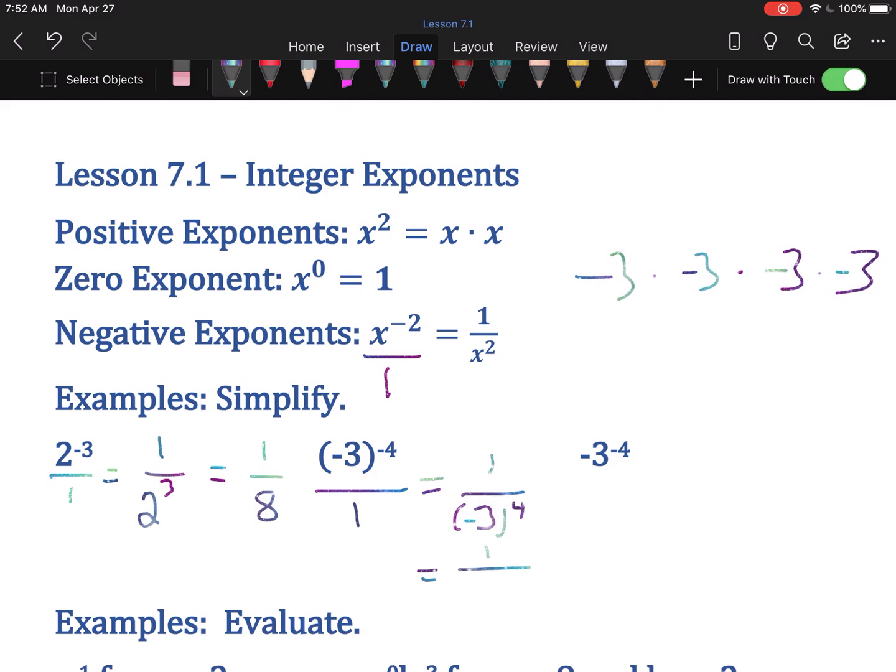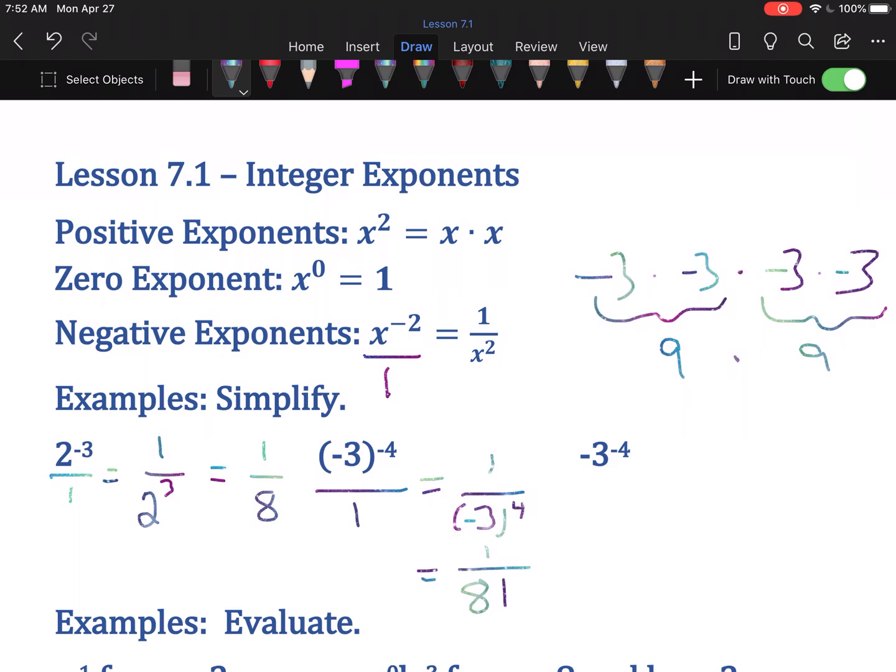Since I have this written out, I'm going to do it by hand. Negative 3 times negative 3 is positive 9. The third negative 3 times the fourth negative 3 is also positive 9. 9 times 9 is 81. The answer is 1 over 81. If you don't use the parentheses, you're going to wind up having the calculator tell you negative 81, which means you're off by the sign. 1 over 81 and negative 1 over 81 are not the same thing.